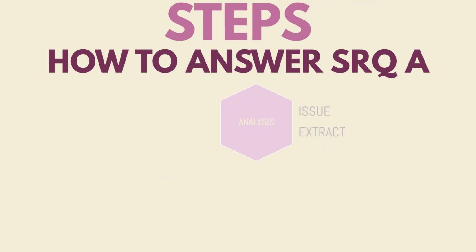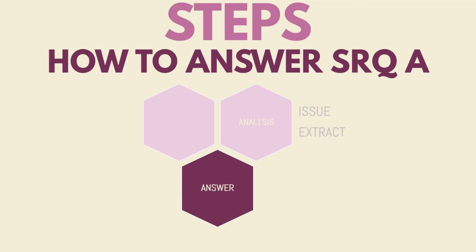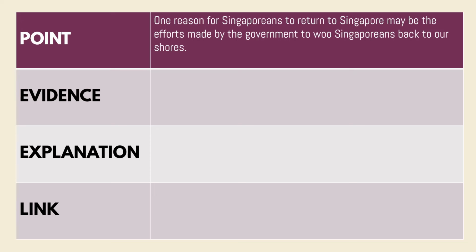To answer SRQ question A, we are moving on to the answer, where we talk about the answering structure, which is PEEL, and we start to analyze whether it's a cause, effect, association, and we are talking about a cause in this question here. So let's take a look. So the point: one reason for Singaporeans to return to Singapore may be the efforts made by the government to woo Singaporeans back to the shores. So the efforts made by the government would be the point.